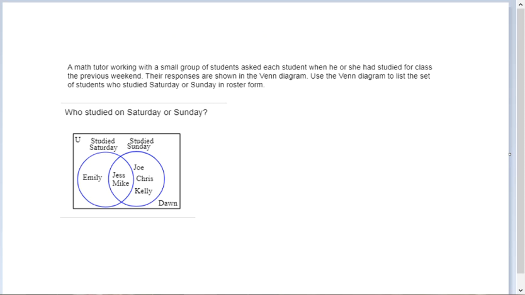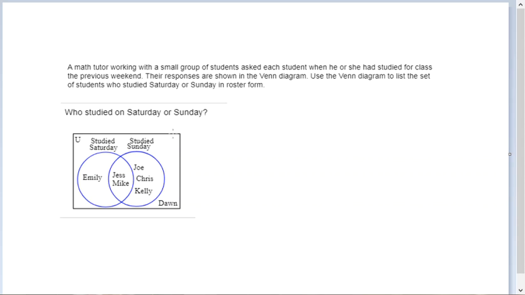Okay, so here we have a problem where a math tutor working with a small group of students asked each student when he or she had studied for class the previous weekend. Their responses are shown in what we call a Venn diagram here. Use this Venn diagram to list the set of students who studied Saturday or Sunday in roster form.